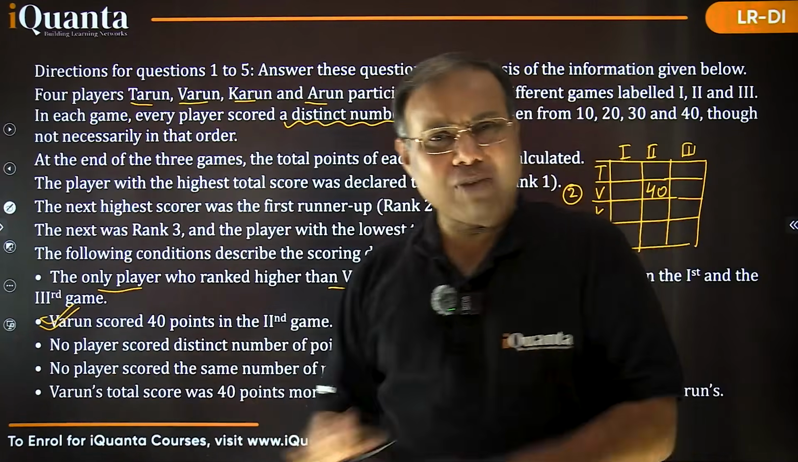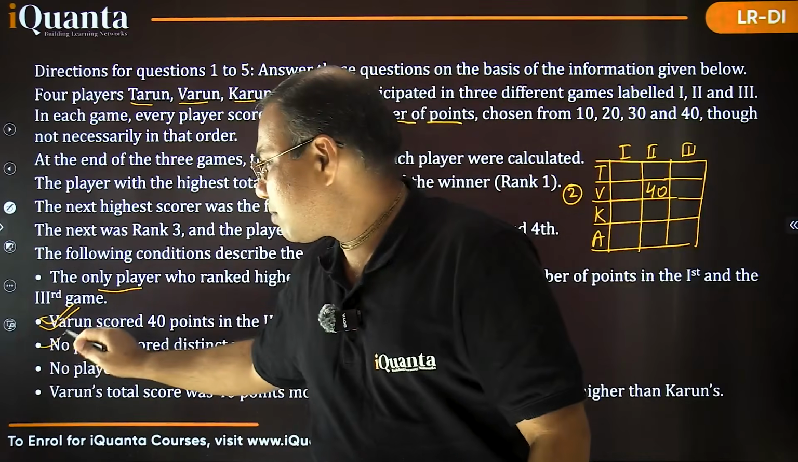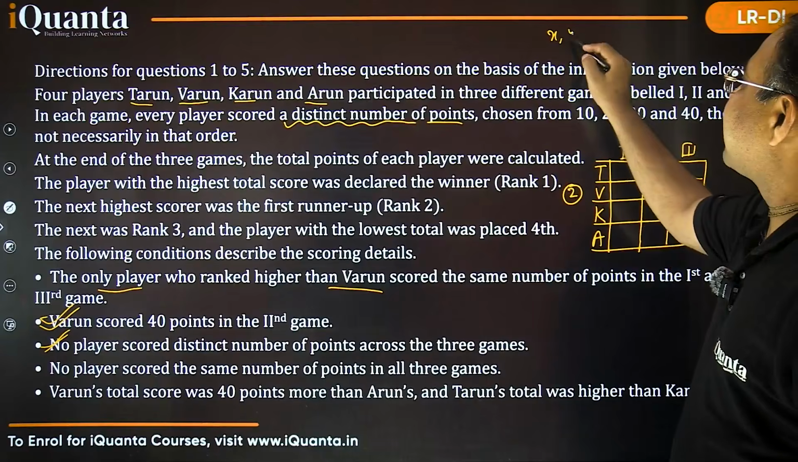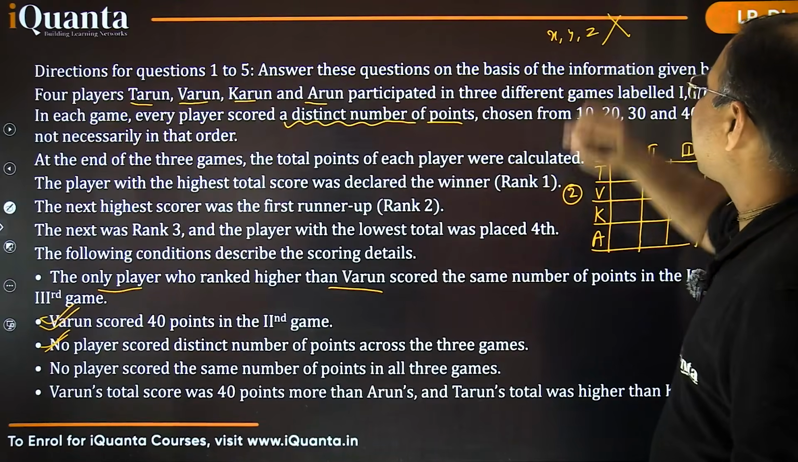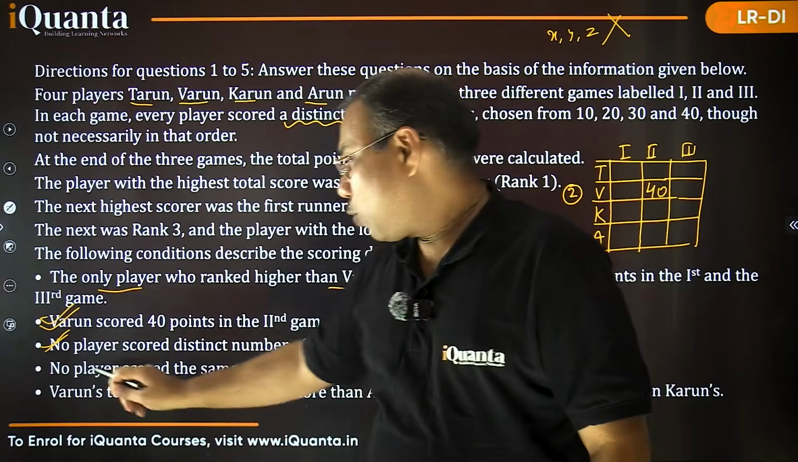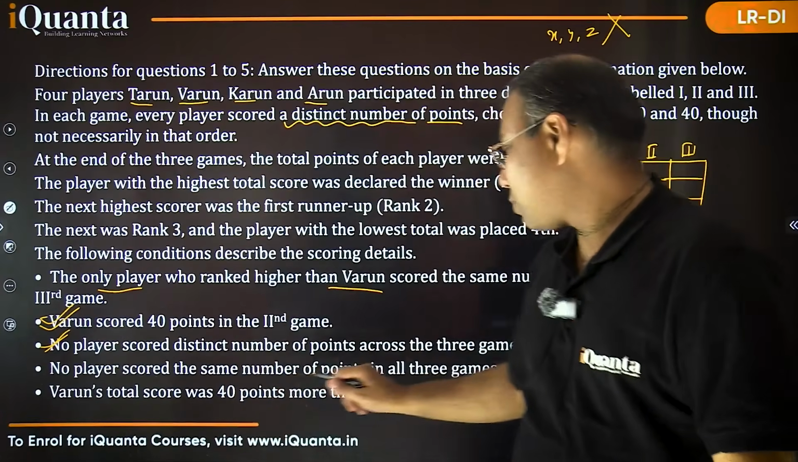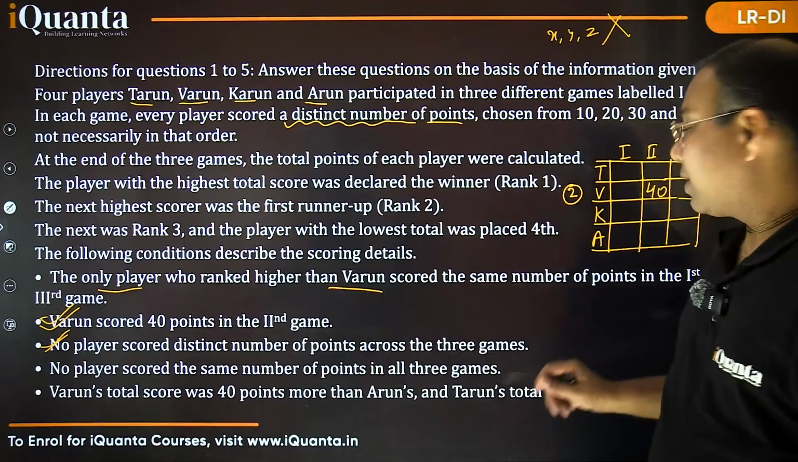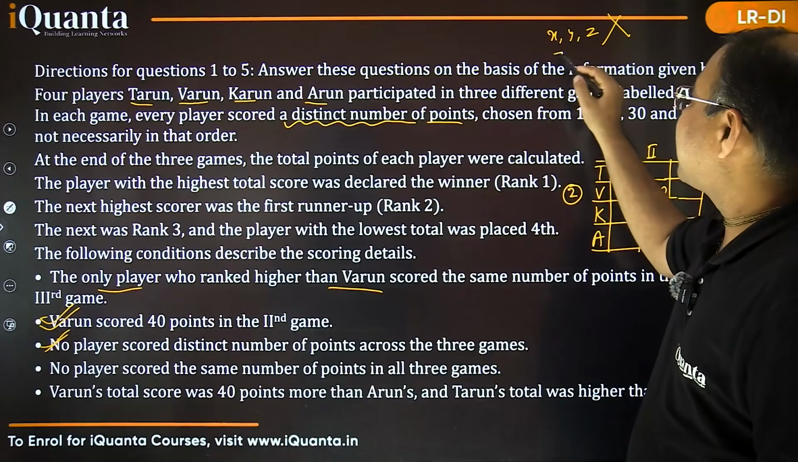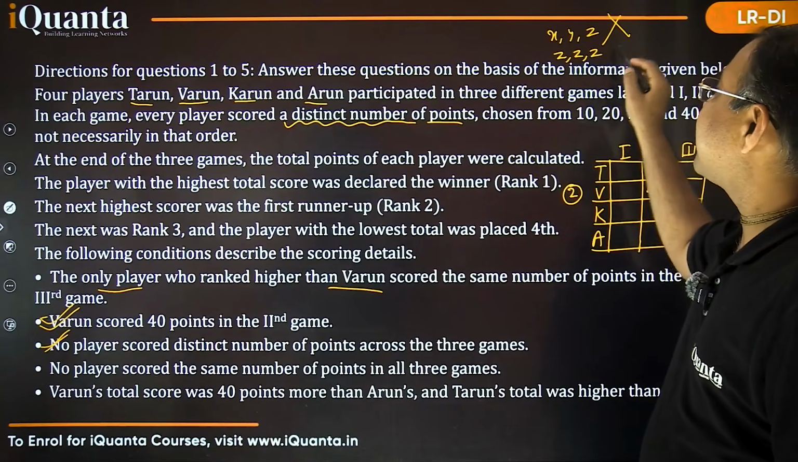I hope it is very clear. So, we will keep this in mind that all 3 values can't be different. The 3 values can't be x, y, z like that. This is not allowed. Next point says no player scored the same number of points in all the 3 games. Same in all three is also not allowed. So here also z points, z points, z points, that is also not allowed.